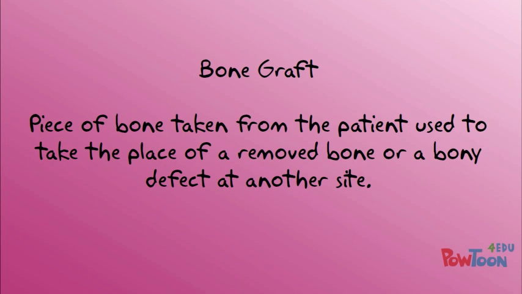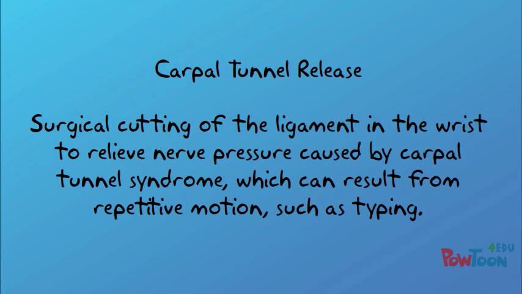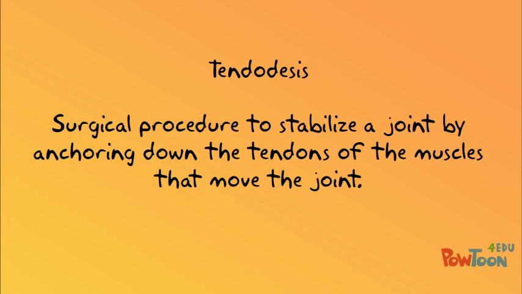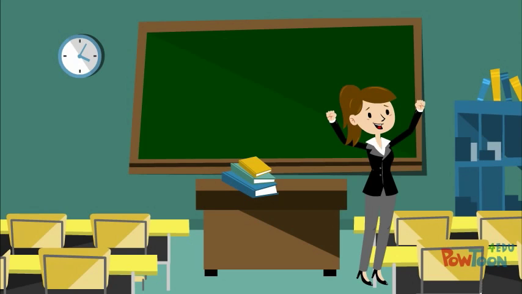A bone graft is a piece of bone taken from the patient used to take the place of a removed bone or bony defect at another site. A carpal tunnel release is the surgical cutting of the ligament in the wrist to relieve nerve pressure caused by carpal tunnel syndrome, which can result from repetitive motion, such as typing. Tendodesis is a surgical procedure to stabilize a joint by anchoring down the tendons of the muscles that move the joint. Now that we have completed the presentation, we will take a few moments to evaluate what we have learned.